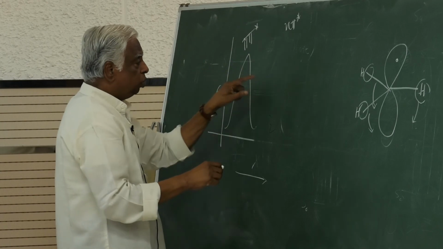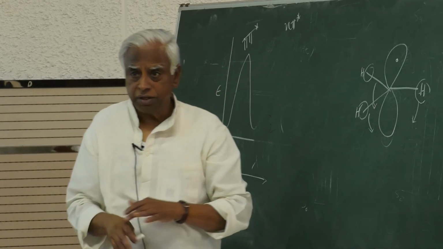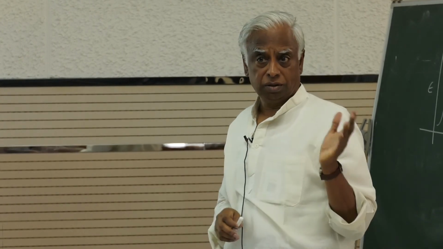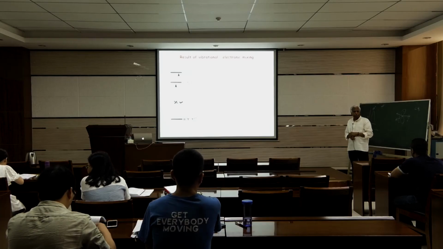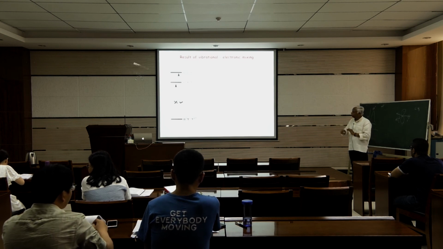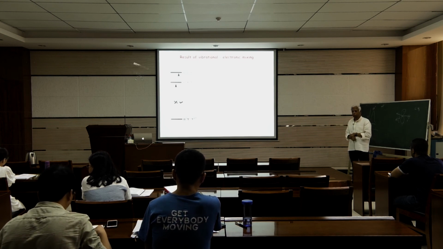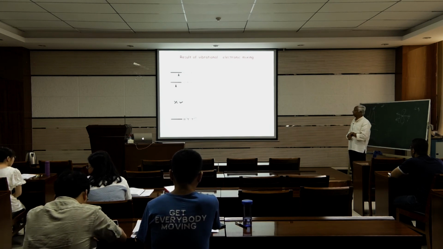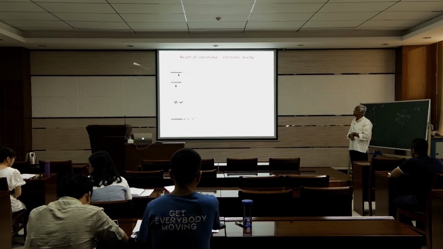So you think both of these things will be of equal intensity, or will one be zero and the other something? So here, which one is the allowed transition? N to pi star? There are two transitions, n to pi star and pi to pi star. Which one do you think is allowed?